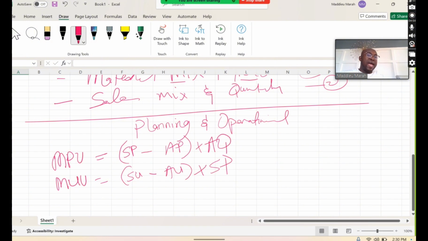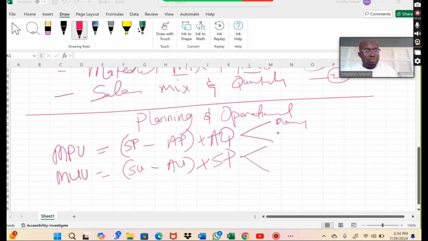Okay. Now we are advancing these variances. This variance can be split into two. This also can be split into two. This can be split into planning and also operational variances. Same for material usage variance, it can be divided into planning and operational. Just a breakdown from the basic variance.